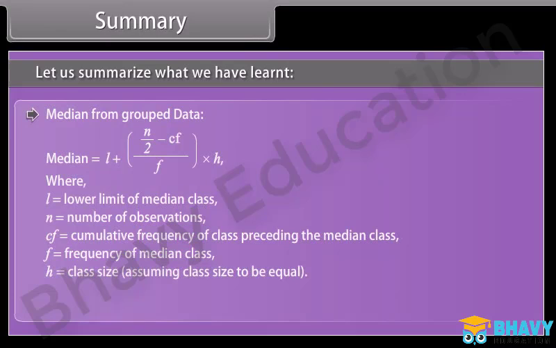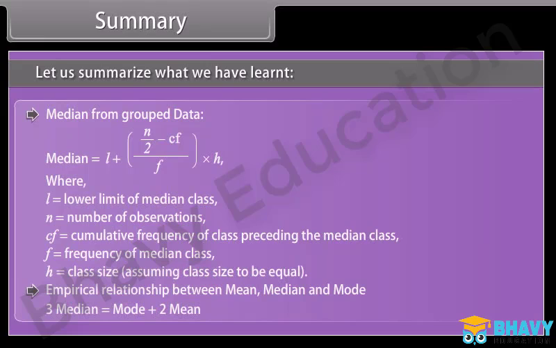Median from grouped data. L plus (n by 2 minus CF) divided by f and multiplied by h, where L is equal to lower limit of median class, n is equal to number of observations, CF is equal to cumulative frequency of class preceding the median class, f is equal to frequency of median class, h equals class size, assuming class size to be equal.